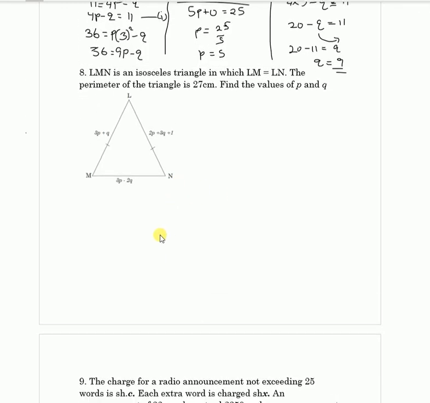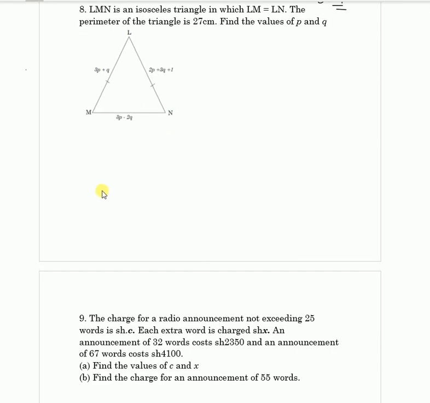Then here we have that LMN is an isosceles triangle in which LM is equal to LN. The perimeter of the triangle is 27. Find the values of P and Q.